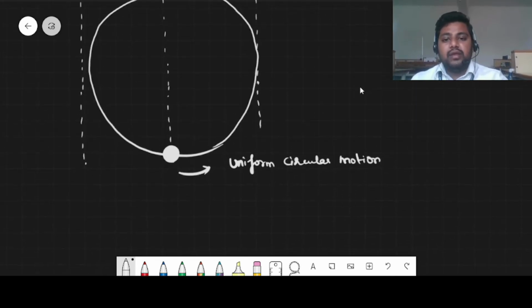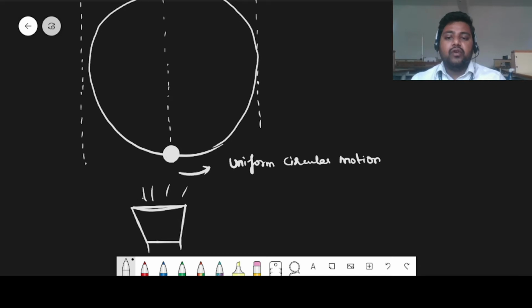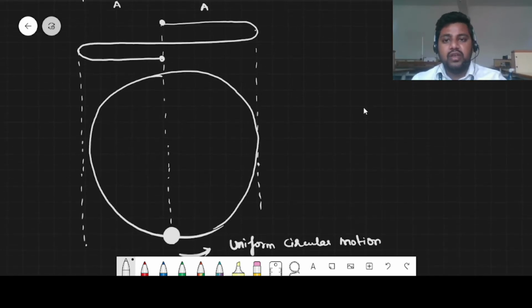by giving a torch light from here, if you are following the shadow of this object which is performing uniform circular motion, you will see it moving in this direction. This is the direction of the path you are going to see.